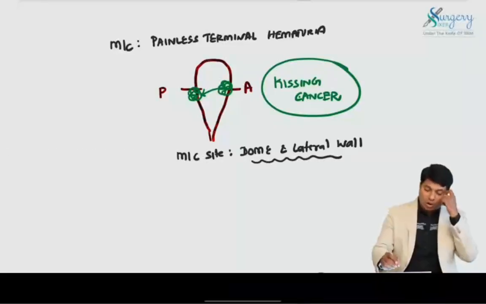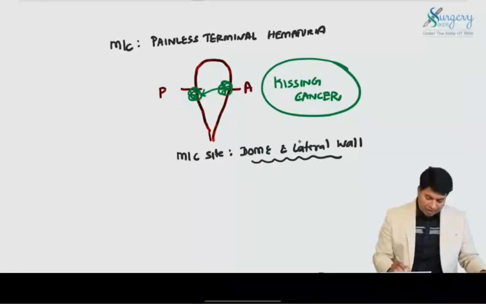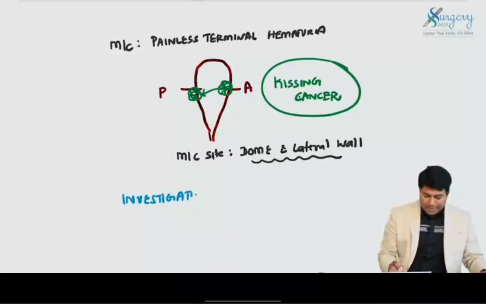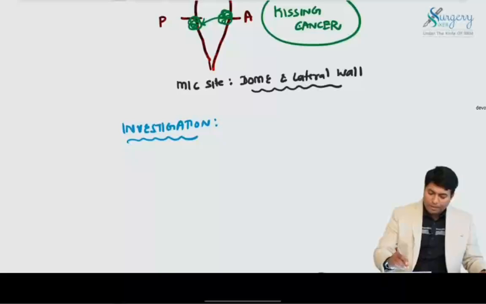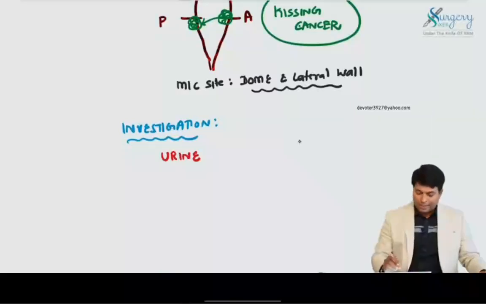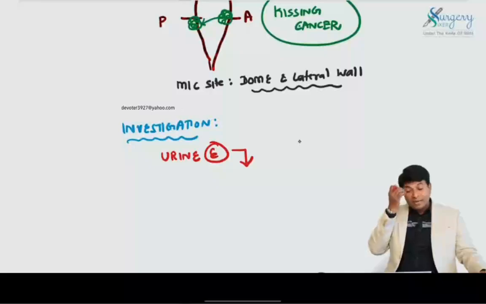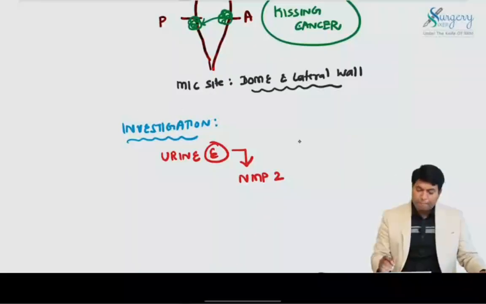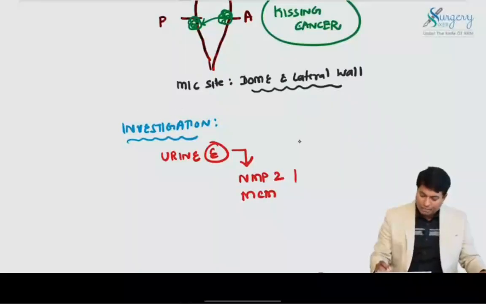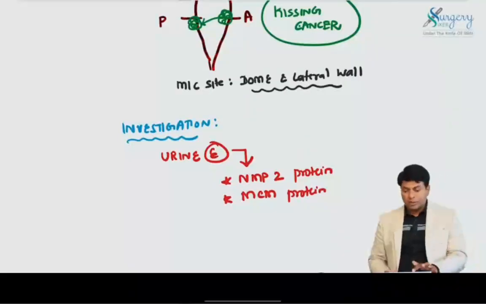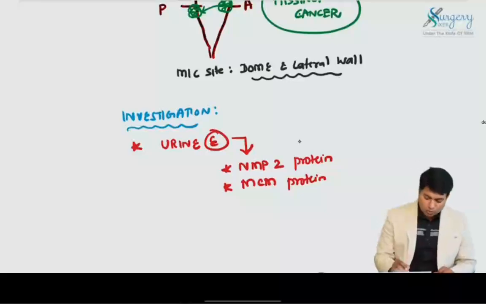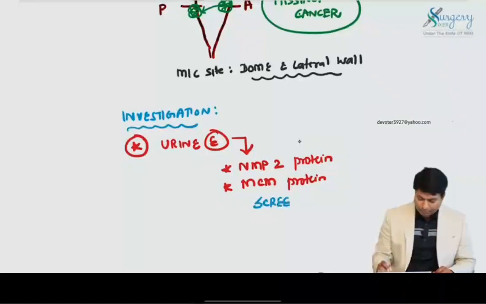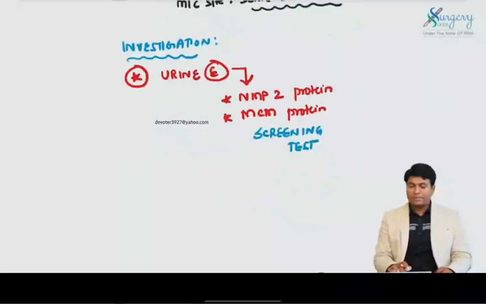Now in bladder cancers, how are you going to investigate? How can you say whether the patient has bladder cancer or not? The important old investigation, though not so useful, which we still have to know for MCQ purposes, is examination of urine for special substances seen in tumors. They are NMP2 protein and MCM protein. These two proteins are found in urine and are found to be positive. So they are used as a screening test.